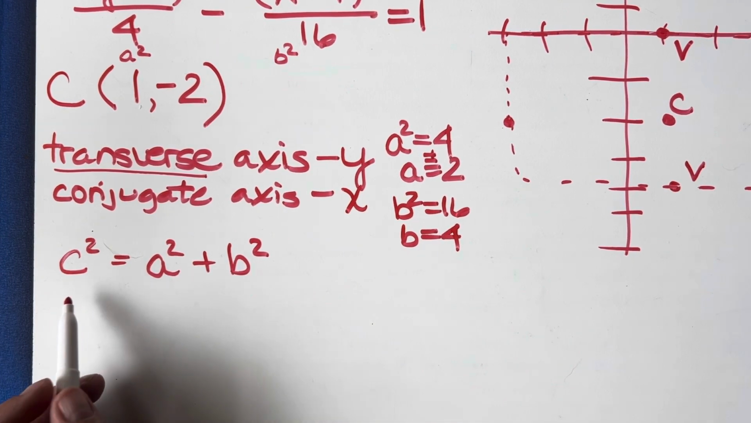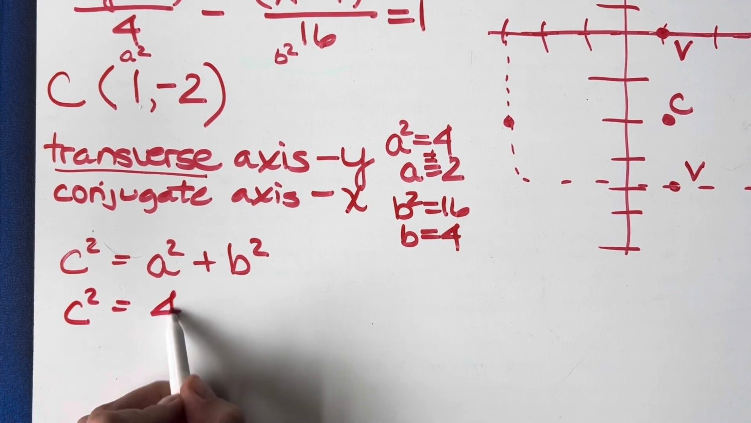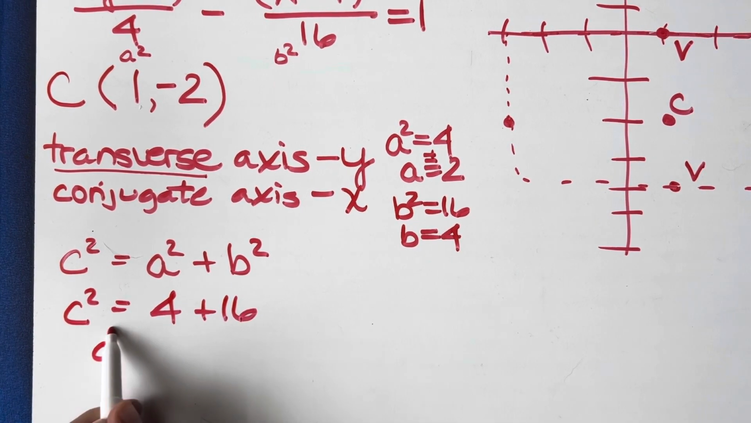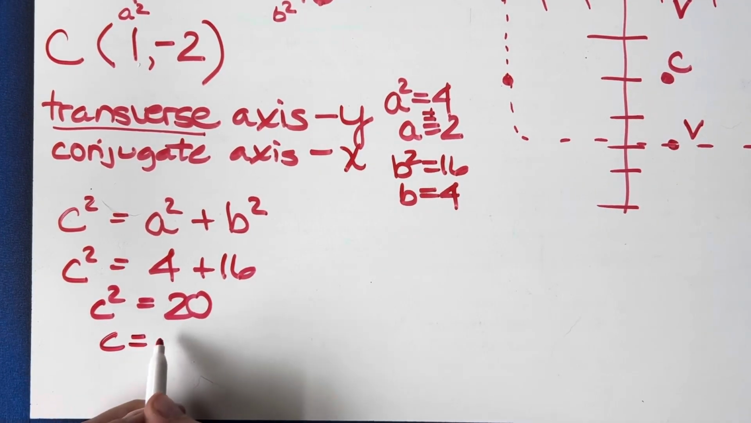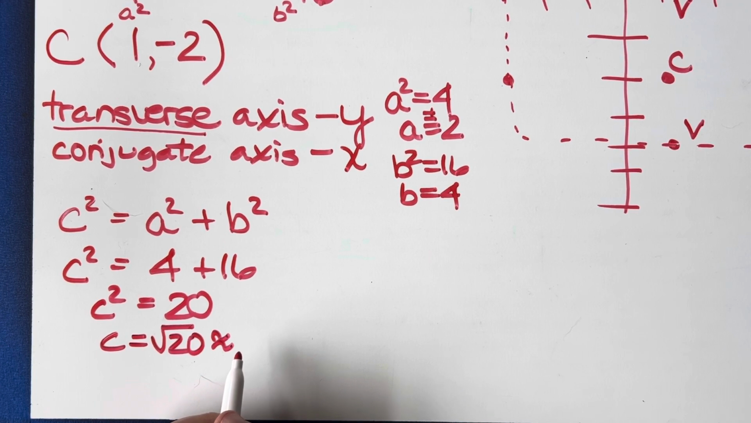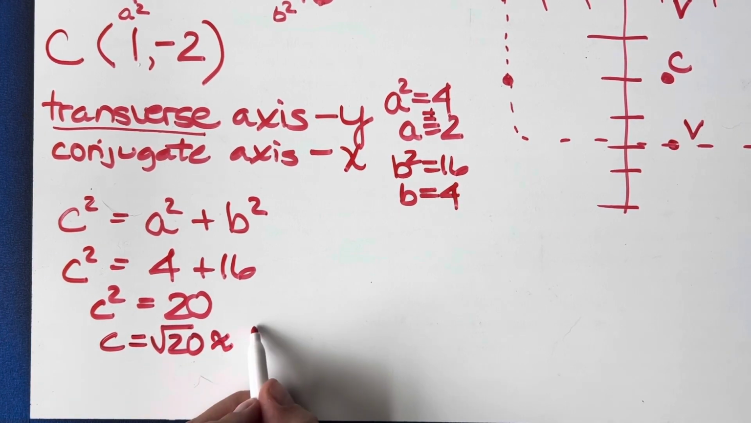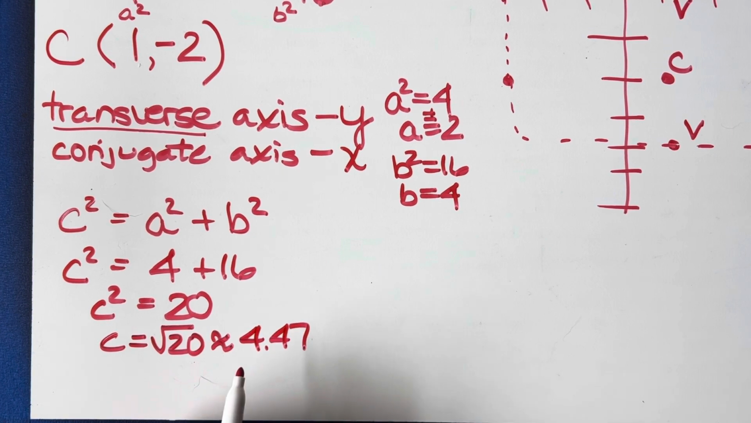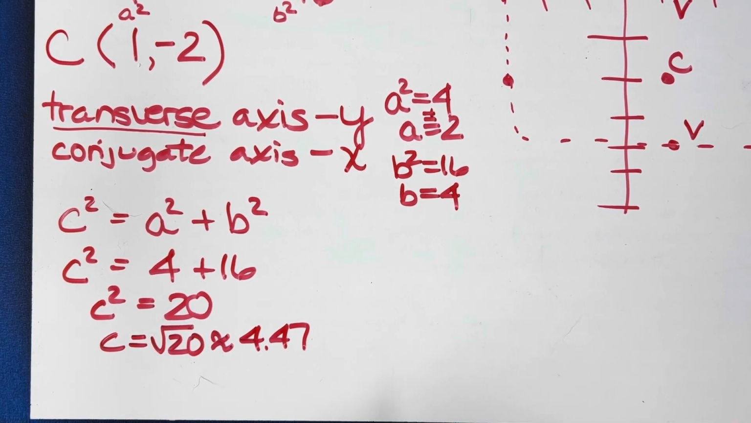So I'm going to substitute in values for the a squared and the b squared. So I have 4 and 16 for those. C squared is 20. So C is the square root of 20, which, since we're going to sketch this, it would probably be nice to have that value. So we are going to figure out the square root of 20, which is about 4.47. So just a little bit shy of 4.5.